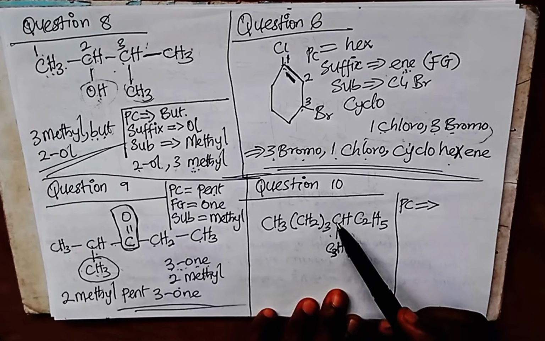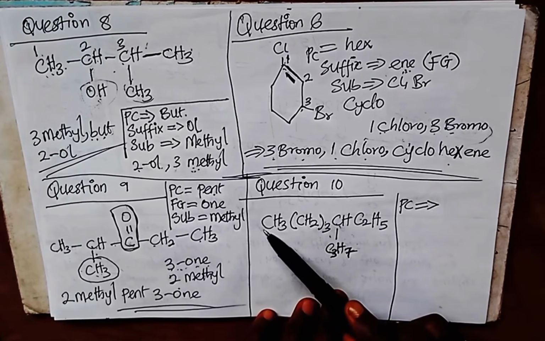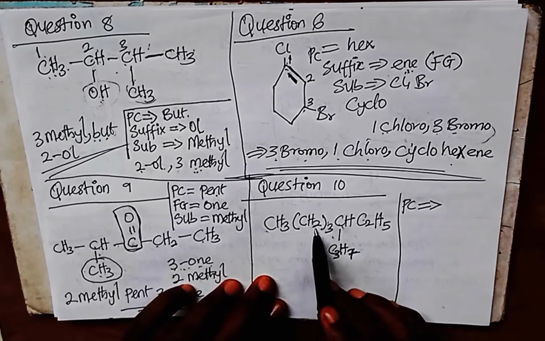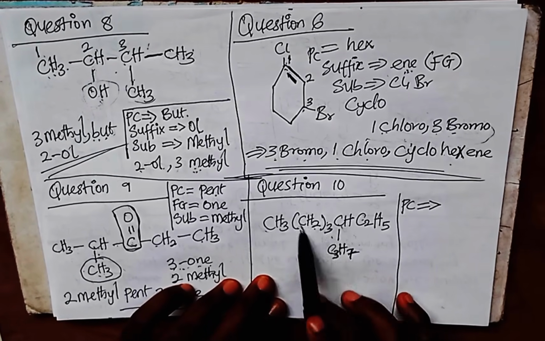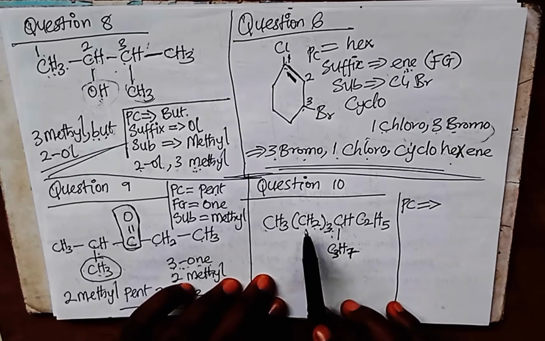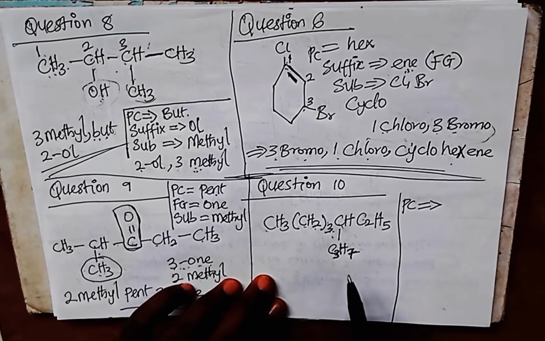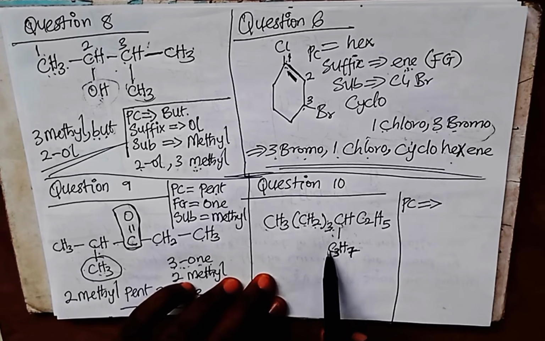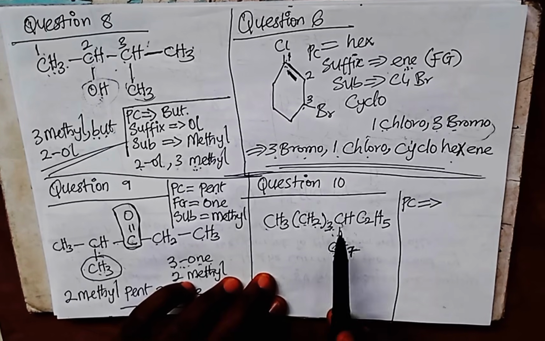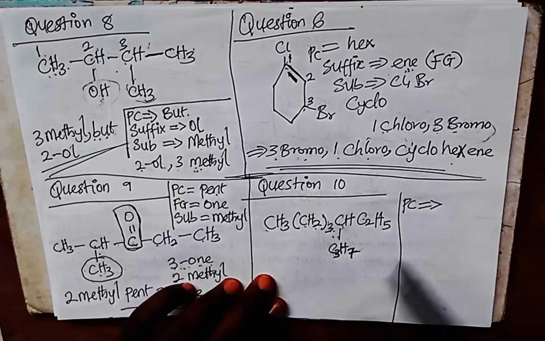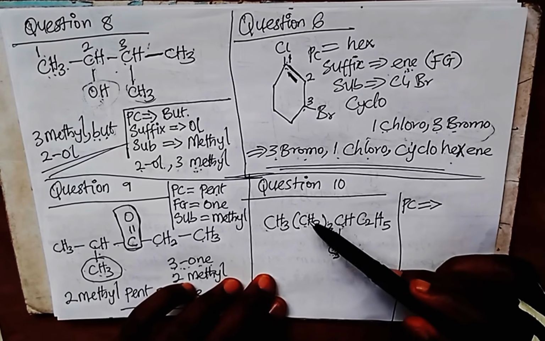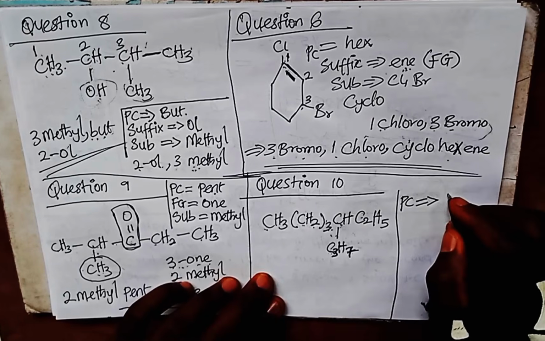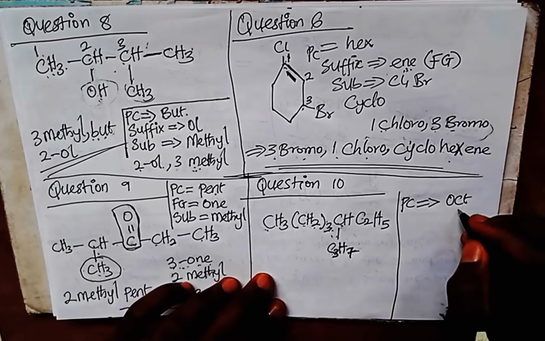1, 2, 3, 4, 5, 6, 7, 8. Can you see? This one is CH2 and it has 3 here, which means we have 3 carbon to carbon bonds here. So this is part of the continuous chain, because this one is C3H7. 1, 2, 3, 4, 5, 6, 7, 8. That's 8, which gives us oct. So the prefix is oct.